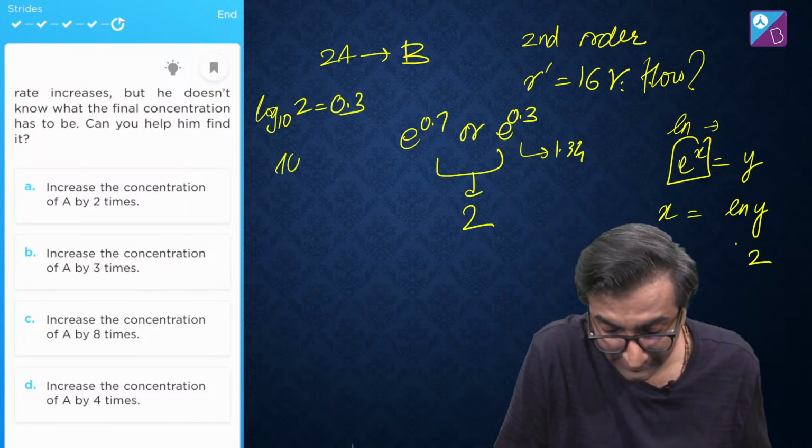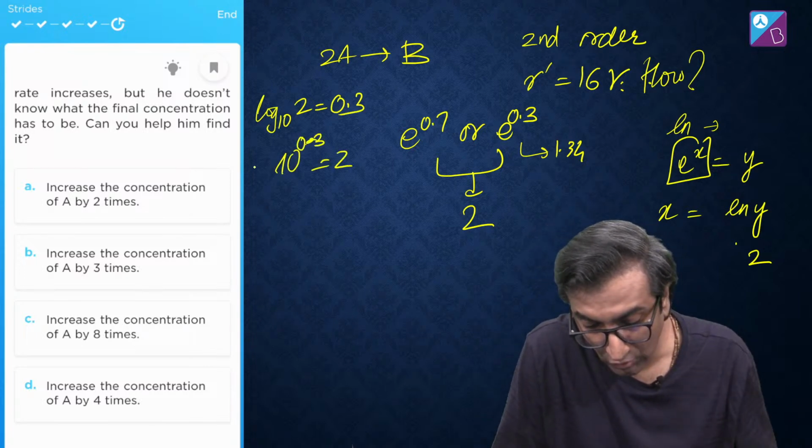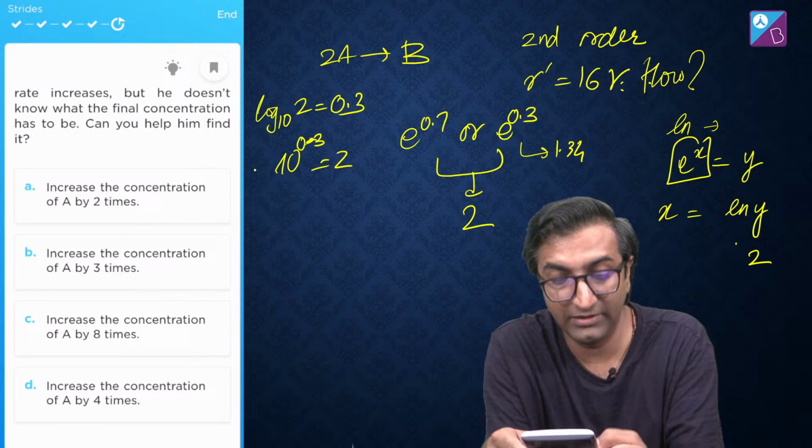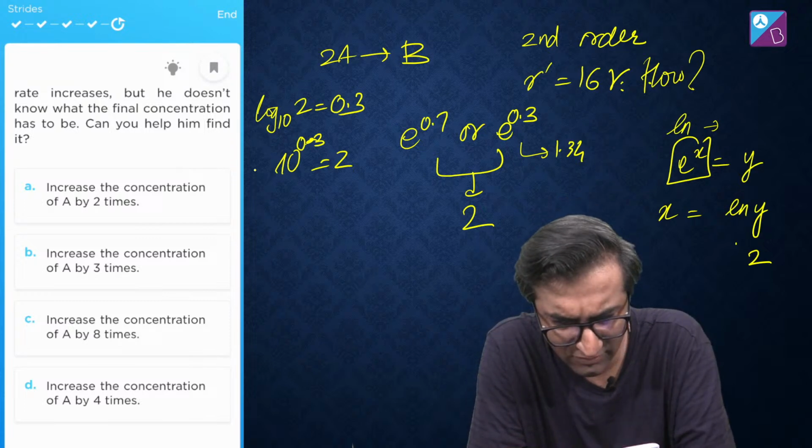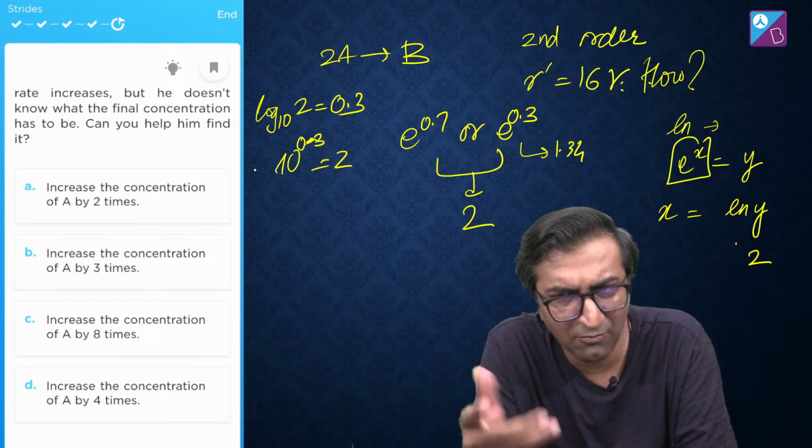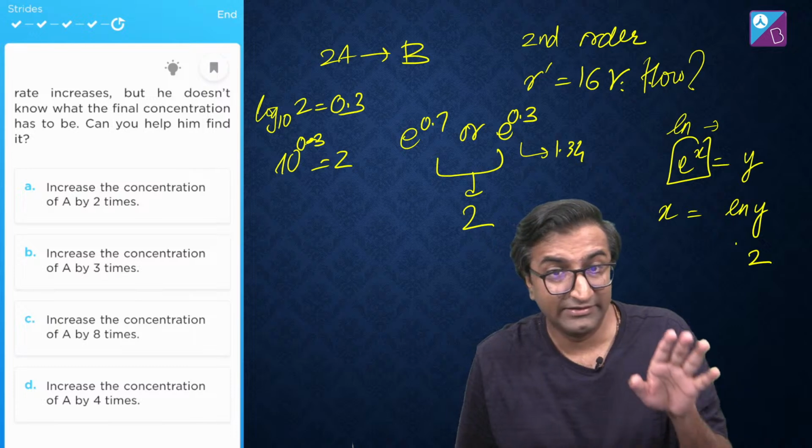Why? Because 10 power 0.3 is equal to 2. Calculator निकालो. अभी करो. You have a calculator? I'm sure you have access to a calculator. That is 1.995 etc. ठीक है? That is what you remember.